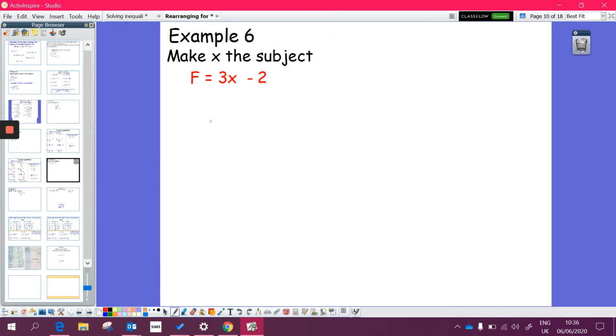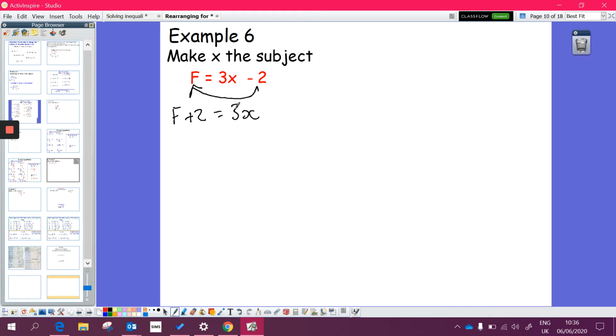Right then, so this one, make x the subject. As you can see, we've got a couple of different steps, and the steps are just like when you solve an equation, with the order you need to get rid of them. So we've got F equals 3x minus 2. First thing I can move over is the minus 2. So that goes over there, and the minus 2 becomes a plus 2. So you get F plus 2 equals 3x.